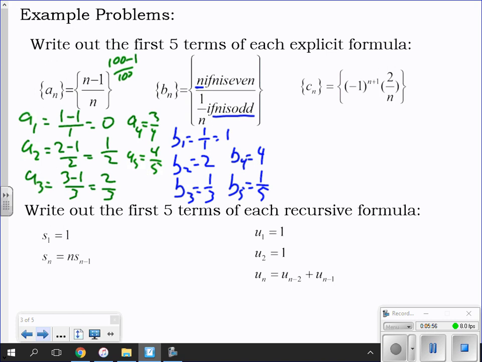And then we get down to the last one. This is a little bit more difficult, but it really is not that hard. You just plug in 1 for n, and 2 for n, and 3 for n, and so on, and figure out what you have.